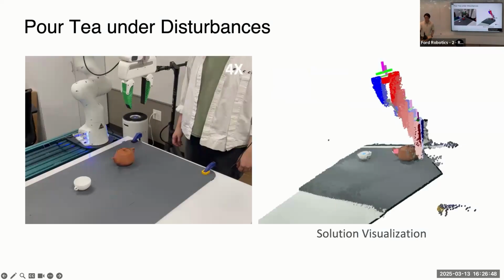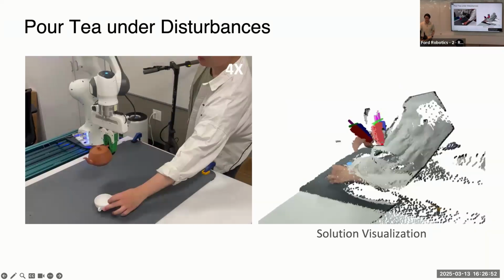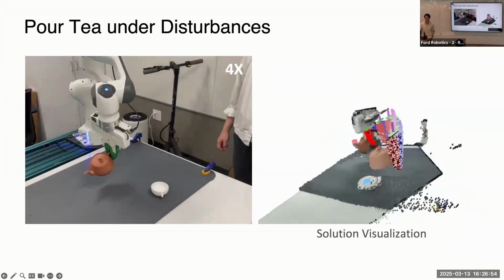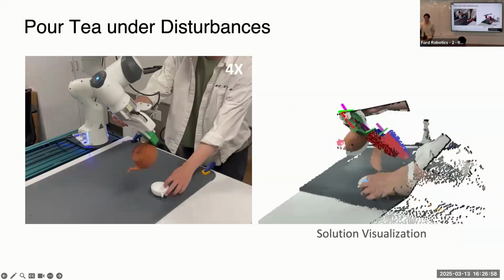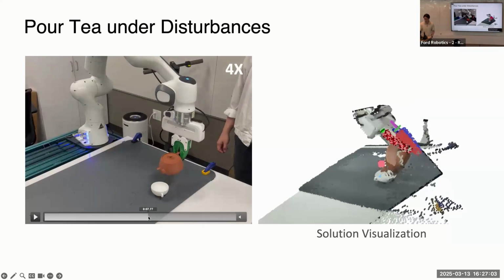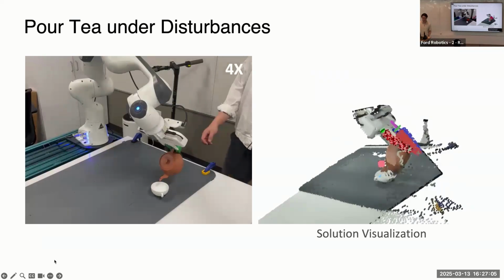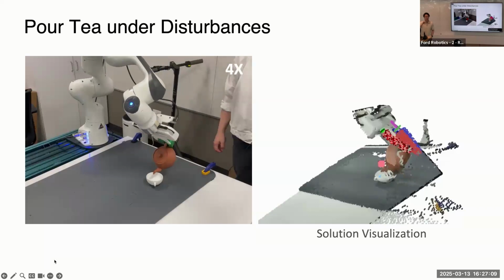Here's an example of pouring the tea under disturbance. You can see as a human messes with the robot, the robot can constantly track the movements of the teapot and also the cup and is able to accomplish this task. And here is actually the interesting part. Here, the robot already finished the task. The human messes with the robot. The robot knows to trace back to some earlier stage and redo the optimization from there to be robust to this type of disturbance.